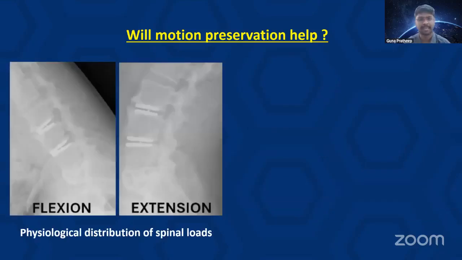And this is one such example. As you can see, after the patient underwent 2-level TDR, you can see in dynamic X-rays there is significant motion at the lumbar segment, shown by the anterior wedging of the prosthesis in flexion and opening out of the prosthesis in extension. And this is what creates a physiological load distribution.